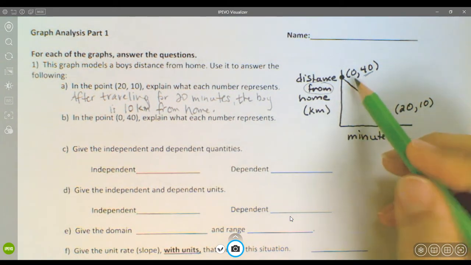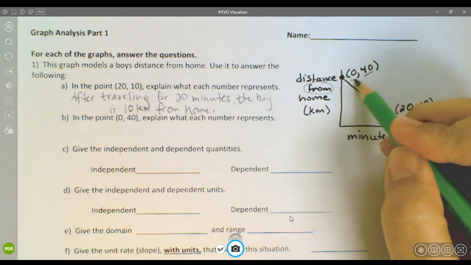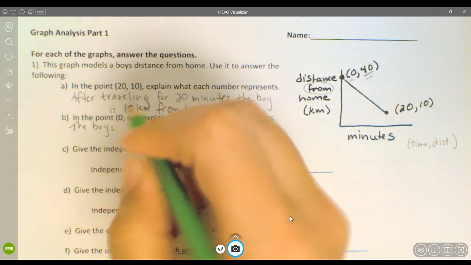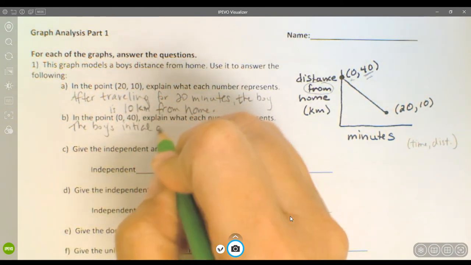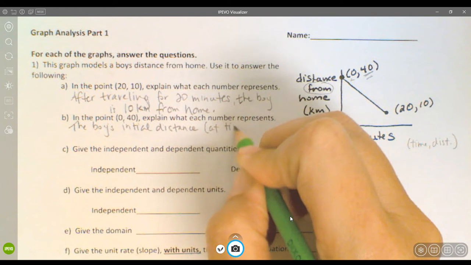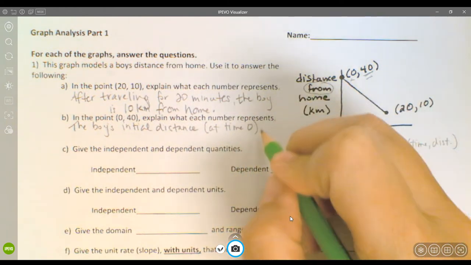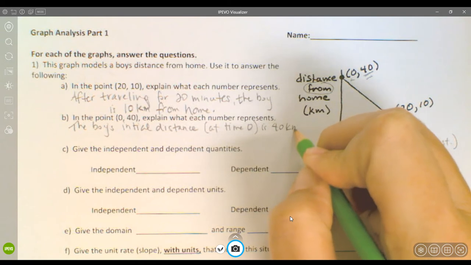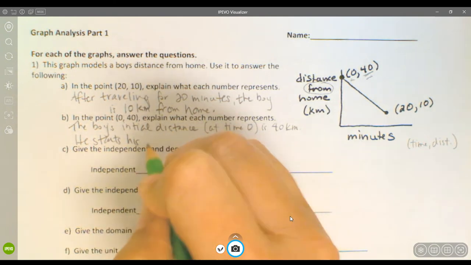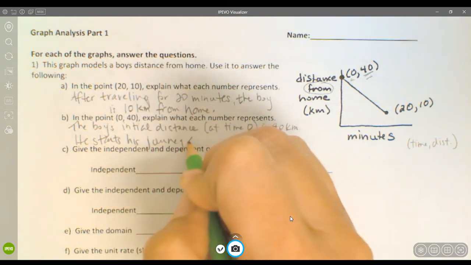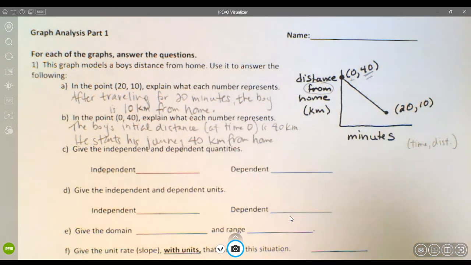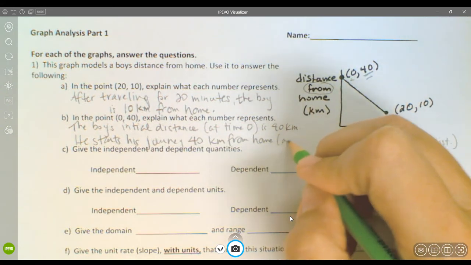Now let's look at (0, 40). Same idea. Time 0, 40 kilometers. The boy's initial distance at time 0 is 40 km. I guess I could say he starts his journey 40 kilometers from home. That's at time 0.